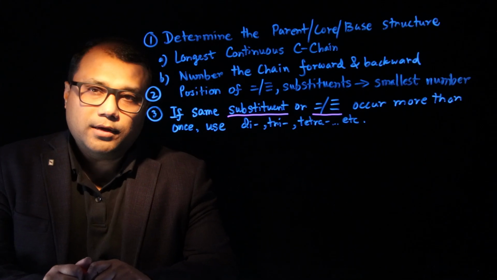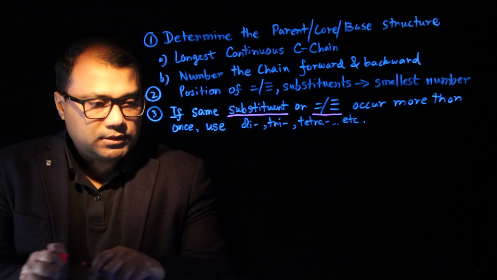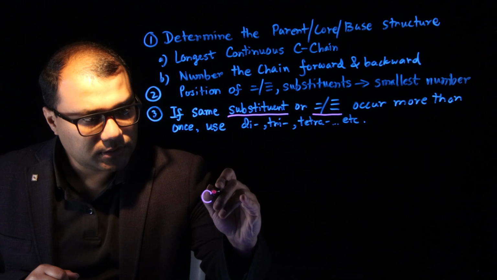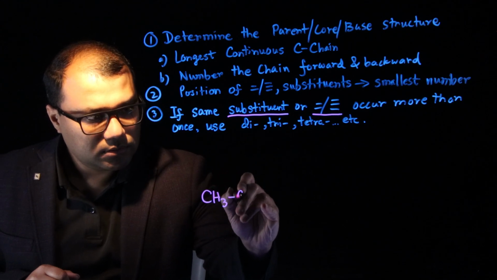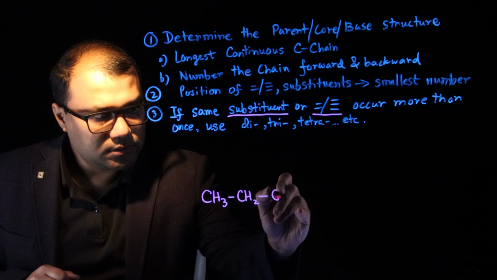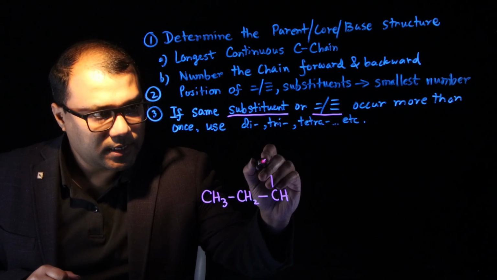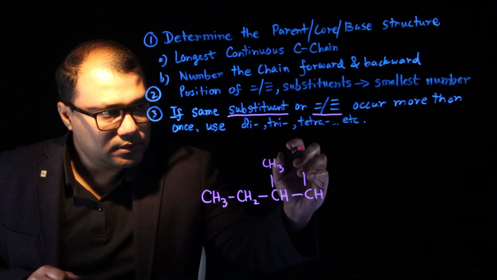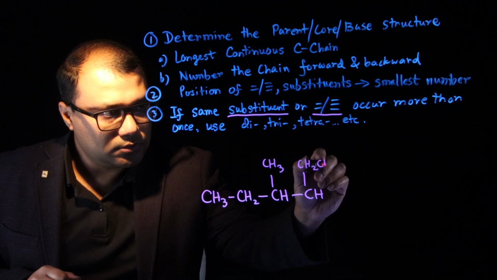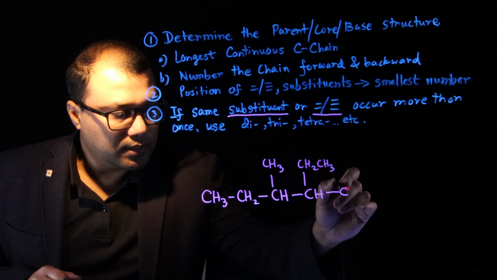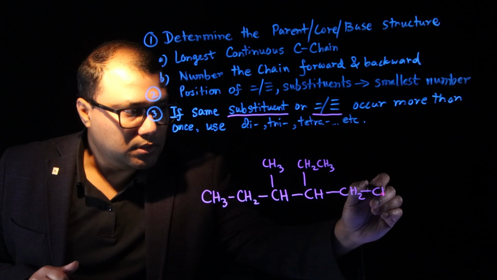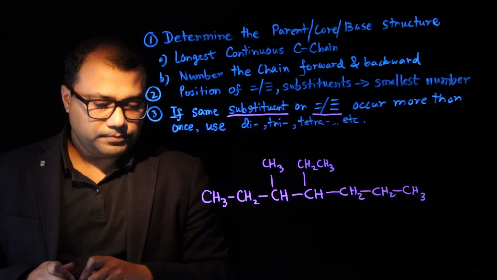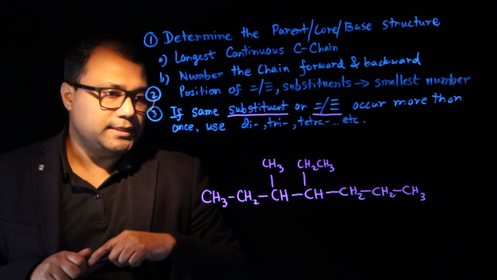So before I write down the next rule, let's first try and name one new compound. Let's say the structure is like this: CH3, CH2, CH, and then we have a methyl group here, and then we have CH. Let's say there is an ethyl group here, CH2, CH3, and then we have CH2, CH2, CH3. Okay? Now let's see what's the longest carbon chain.